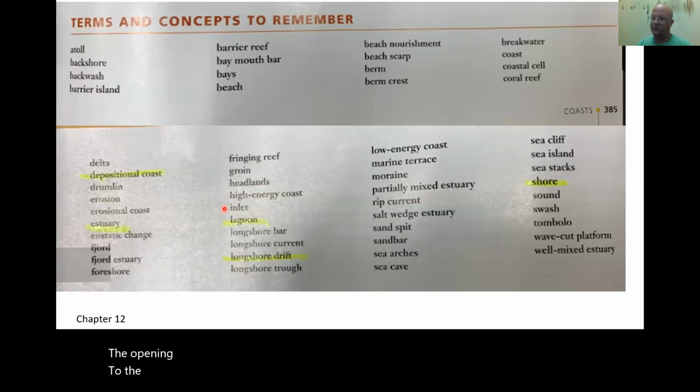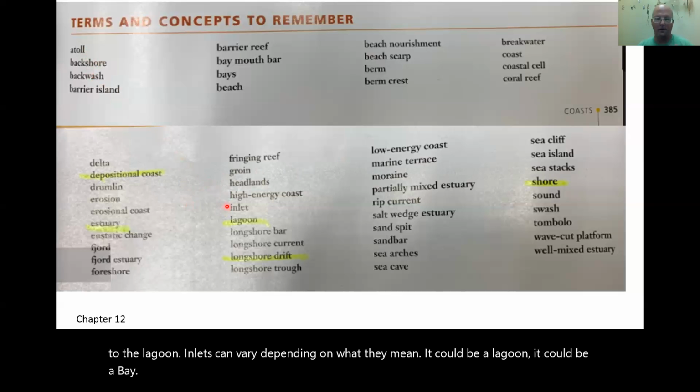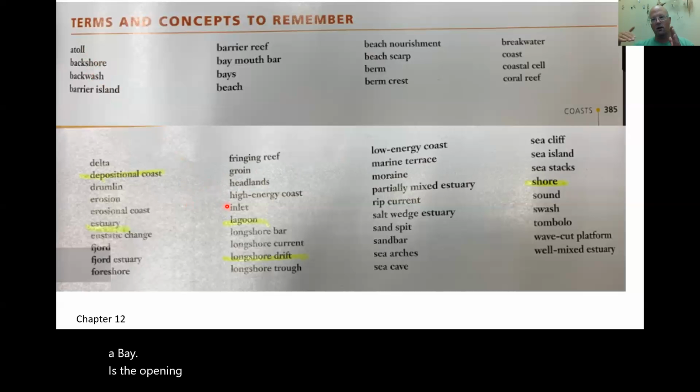Inlet is wherever the opening to the lagoon is. Inlets can vary depending on what they mean. It could be a lagoon, it could be a bay. It's the opening. It's kind of how you go from the ocean into the bay, the lagoon, etc. The harbor, right? It's a general term.